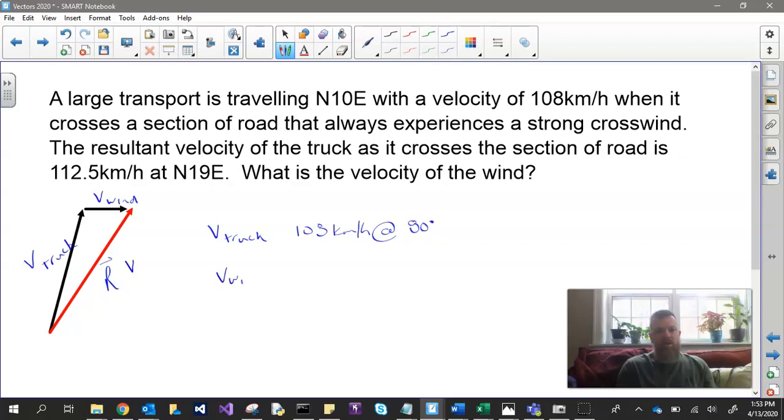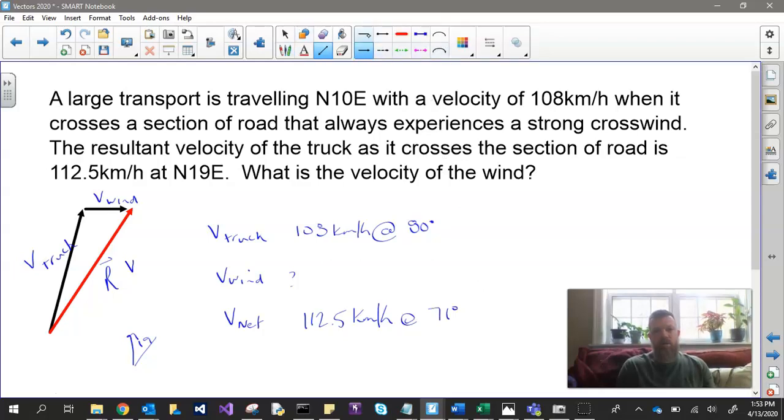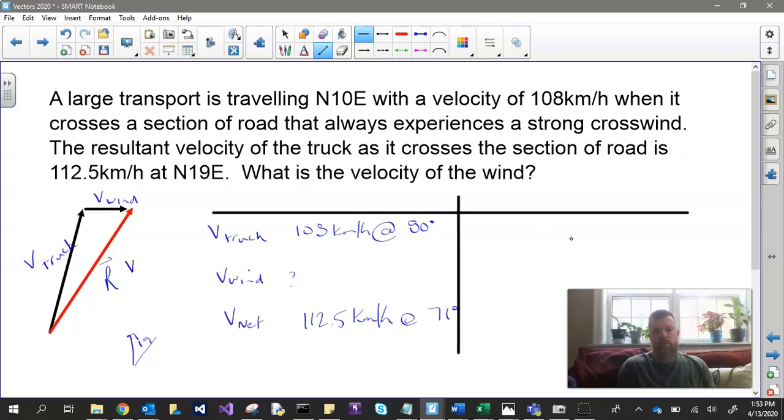We don't know the velocity of the wind, and we know the velocity, I'm going to call it net, of the resultant, is 112.5 kilometers per hour at north 19 degrees to the east, so north and then 19 back this way would give me 71 degrees. So I'm just going to draw in my table. So make your table, draw the lines on it. It makes it a lot easier to follow for everybody. I'm just going to crunch the numbers.